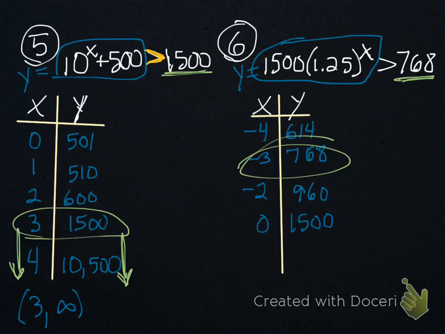Now which direction do we want to go? We want greater. So I want all the numbers bigger than 768. That's going to go towards positive infinity. But where did we start? We started at -3 and went to the positive infinity. Both get parentheses because there's not an equal to.